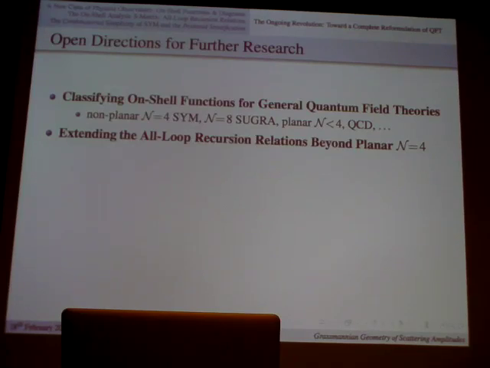I really should say not extending, but verifying, because the all-loop recursion relations have a clear ansatz. And I think actually this is now out of date, because a few months ago there's been a proposal, claimed at least, that this works for any amount of supersymmetry.